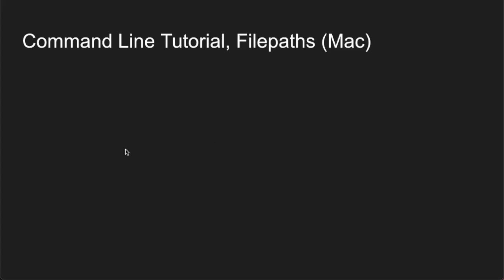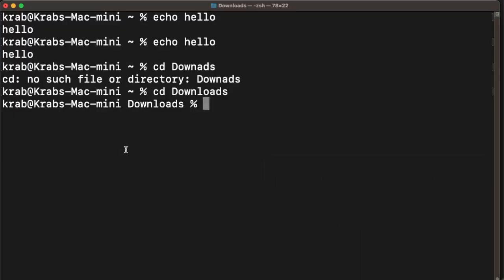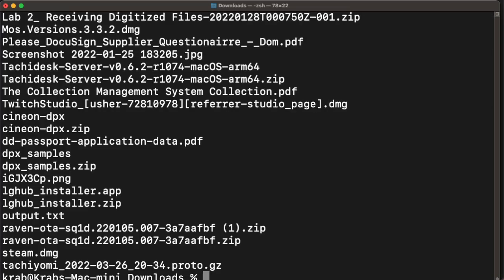Now, when you're on a Mac or on Windows Subsystem for Linux, you will see file paths that look like this. They are separated by slashes that lean to the right, and between each of those slashes is the name of a folder. So an absolute file path here is /users/your username/downloads. For me, I'm going to list the contents of my downloads folder. So /users/crab/downloads. Bam. And there are my downloads.